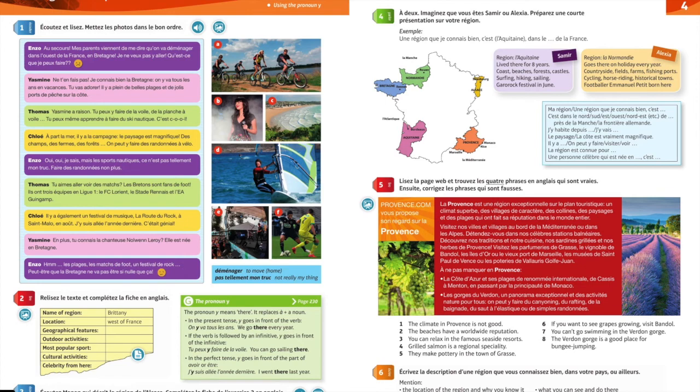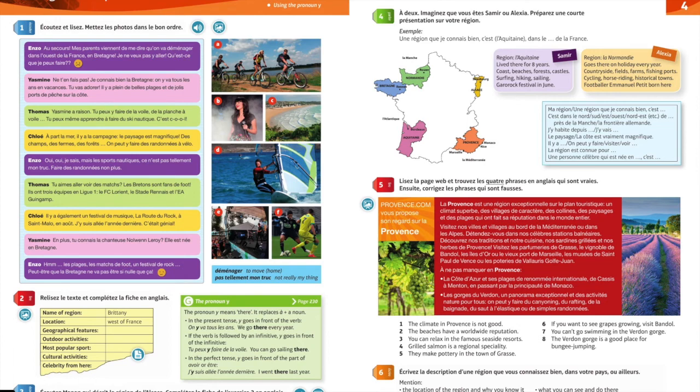J'adore les paysages en Alsace. J'adore le paysage. I love the countryside. On y trouve des montagnes, des forêts, des champs. You find des montagnes, des forêts, des champs. C'est très très beau.